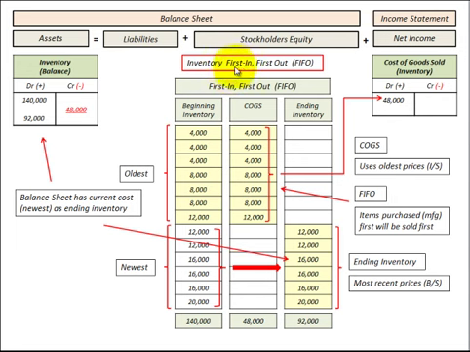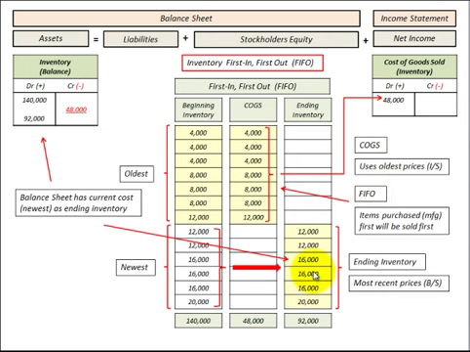Okay, let's look at our inventory as first in, first out, or FIFO. This is where we use our oldest inventory first. So any items purchased or manufactured first will be sold first. So our cost of goods sold for the inventory would be using our oldest prices, and that's what's reflected on our income statement, those oldest prices for our inventory.